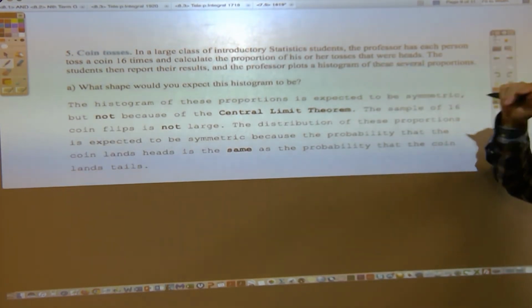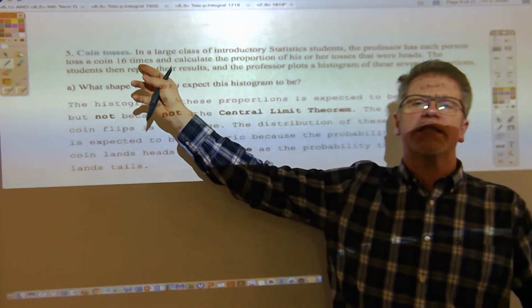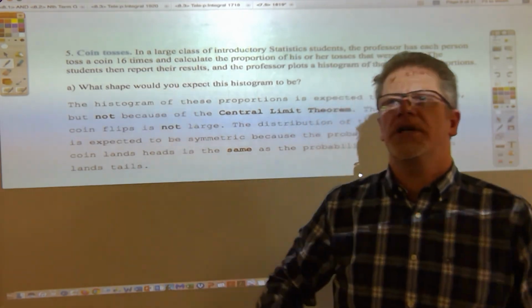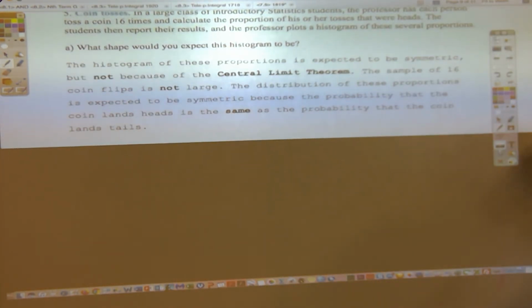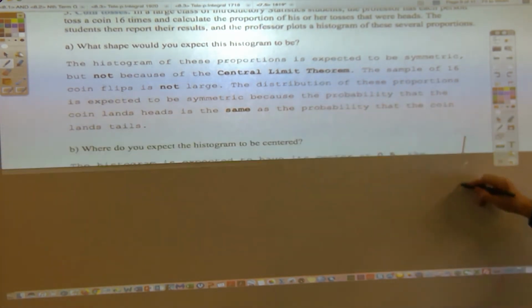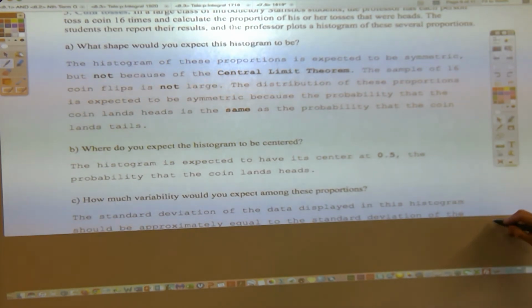Remember, in a stats class, the professor has each person toss a coin 16 times. So the probability is 1/2. This is like an underlying normal distribution, and so the central limit theorem is not really coming into play here. So where do you expect the histogram to be centered?